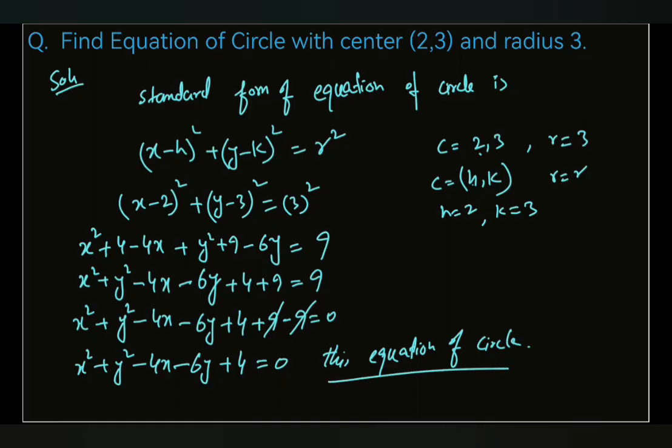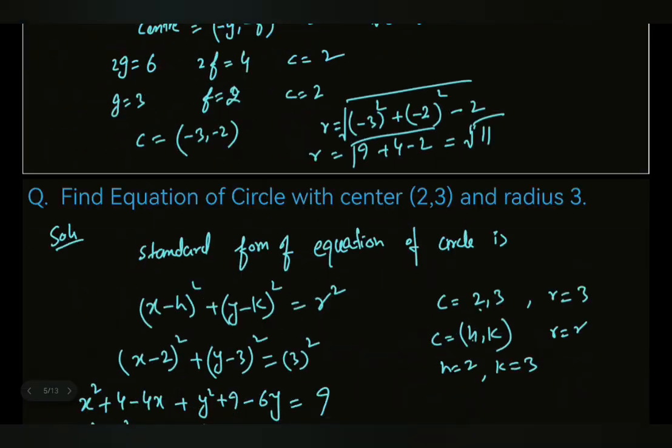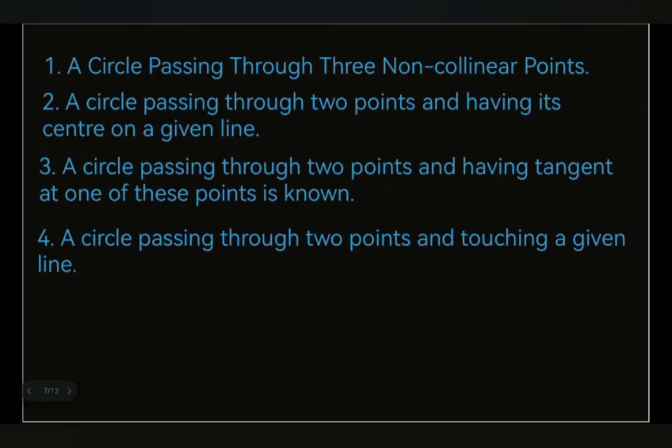So with the help of center and radius we can find the equation of a circle, and with the help of equation of a circle we can find the radius and the centers as well. So there are different conditions for equations of circle. Dear students, in conic section category there is a second topic, that is parabola.